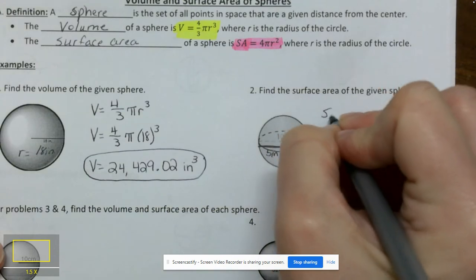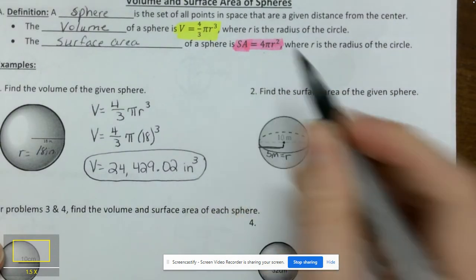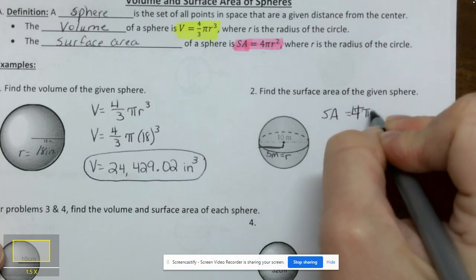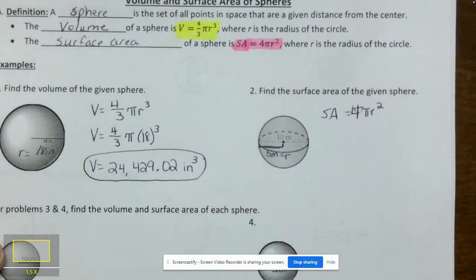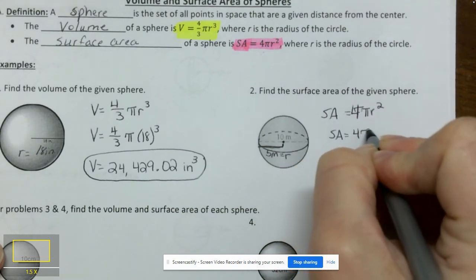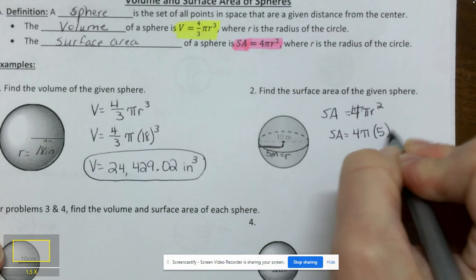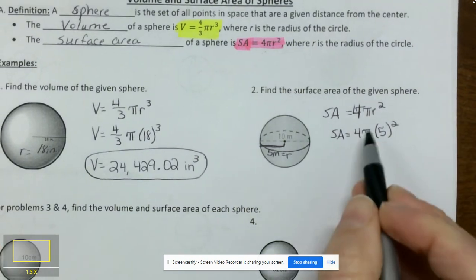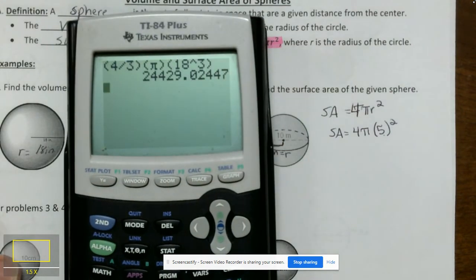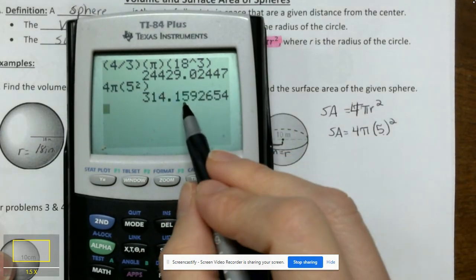Okay, so if we look at surface area, we go back to this formula. Surface area is 4 pi r squared. So we're going to fill in for that r. So this is 4 pi, and then we're going to put in 5 squared because we're filling in our radius of 5. Now it becomes a calculator problem again. So we do 4 pi and then 5 squared, and we get 314.16.